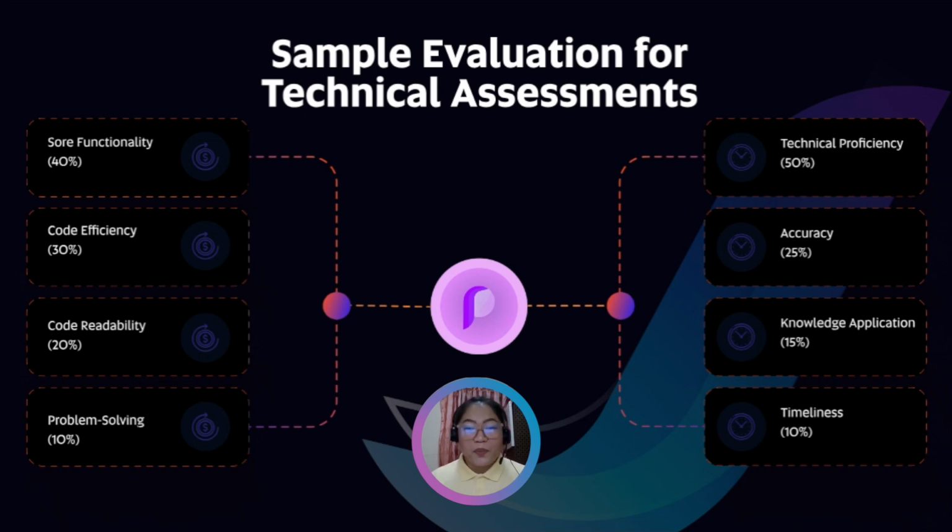Accuracy, 25%. Check the correctness of the results. Were the solutions accurate and reliable? Application of knowledge, 15%. Evaluate how effectively the candidate applies their skills to complete tasks or resolve problems. Timeliness, 10%. Consider whether the candidate completed the test within the given time frame.